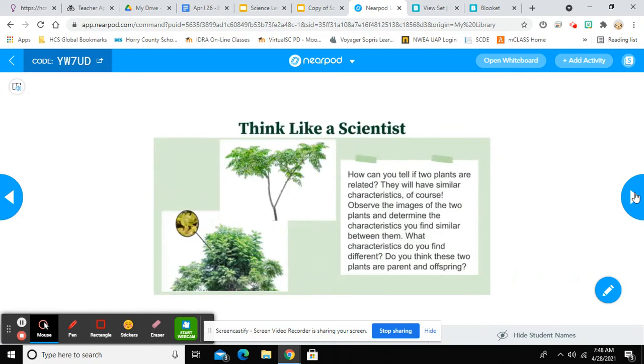So, in order to think like a scientist, how can you tell if two plants are related? They will have similar characteristics, of course. Observe the images of the two plants and determine the characteristics you find similar between them. What characteristics do you find that are different? Do you think these two plants are parent and offspring? So if you can, talk to somebody about that. Show them the picture, read the question with them, and see if you can find similarities and differences and determine whether the plants are parent and offspring.